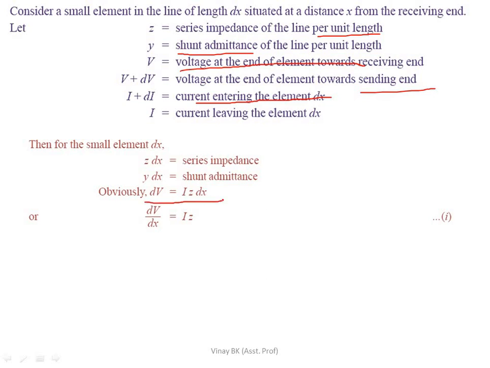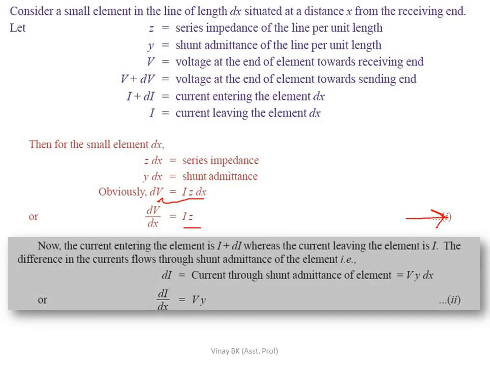So I can rewrite this by sending dx to the left-hand side, so that dV by dx is I into z. Give this as equation number 1.